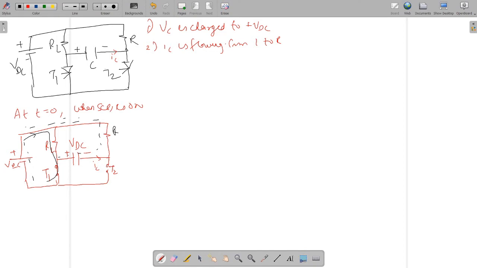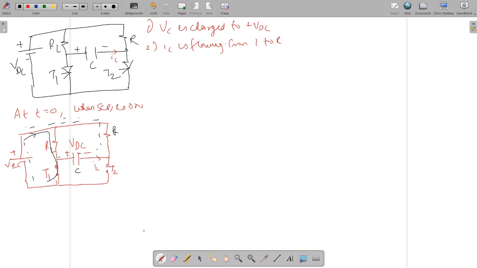Now in the first path you can see you are having only RL, but in the second path the current is flowing through R, then it is charging your capacitor, and again through T1 it is coming. So we can say that the current which is flowing through the transistor T1 is the combination of this current and this current.